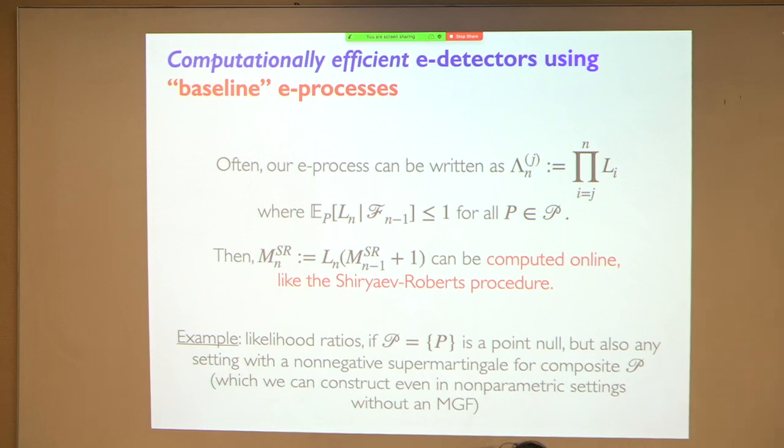And somehow the key property is that the math never depended on anything to do with likelihood ratios. All we really needed was the non-negative martingale structure, or the non-negative supermartingale structure, or actually the e-process structure. All we needed was the e-process structure, and everything still goes through. That's the key observation, which allows us to now handle non-parametric problems. Of course, when you have likelihood ratios, it's a point null, but you can instead work with non-negative supermartingales. And as we saw, even in non-parametric settings where you don't even have an MGF.